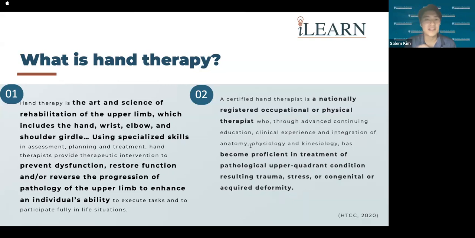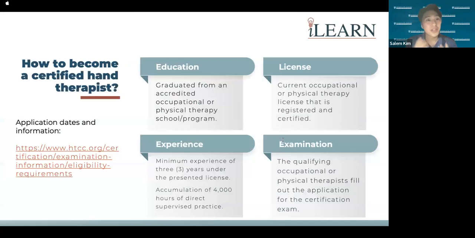Certified hand therapist is a nationally registered either occupational or physical therapist who became proficient in treatment of upper extremity diagnosis or pathology or conditions caused by different trauma, overuse, stress, etc. So in order to perform hand therapy, an individual must own a certification of hand therapy. Let's check all the requirements to become certified hand therapist.